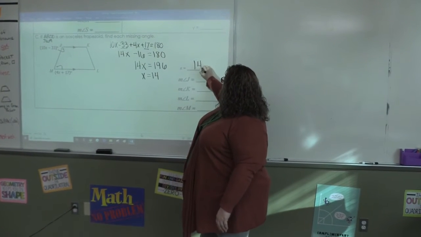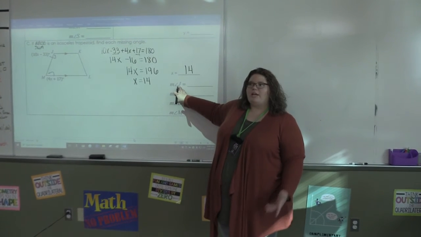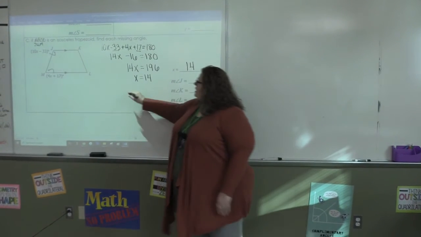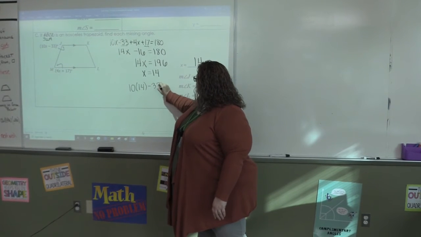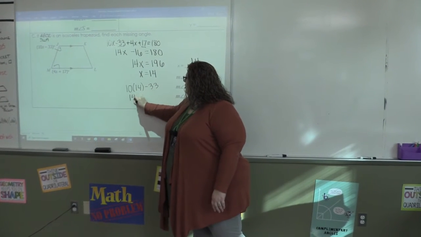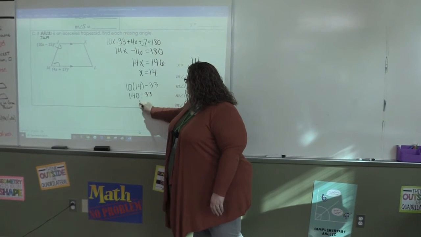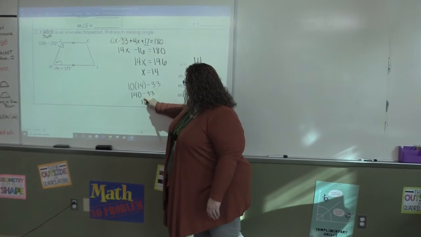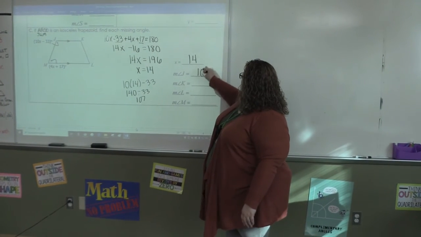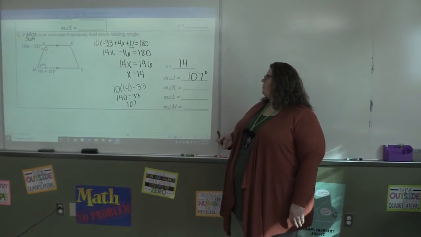Now, once we have our x, how are we going to find angle J? We're going to plug it back into the expression. So 10 times 14 minus 33, 107. You said 107. It's 107 degrees. Now before I plug in the next one, what other angle is 107?